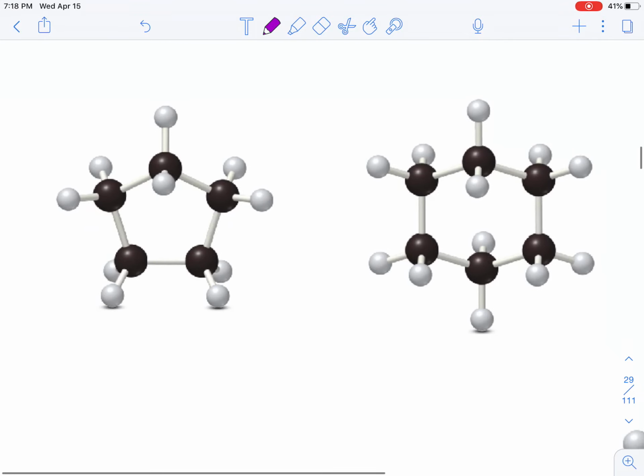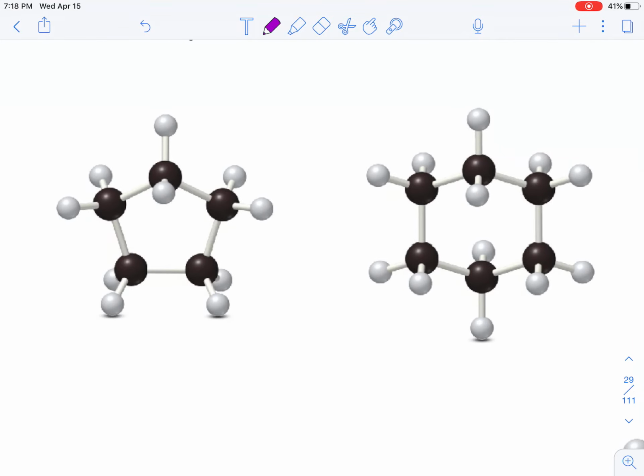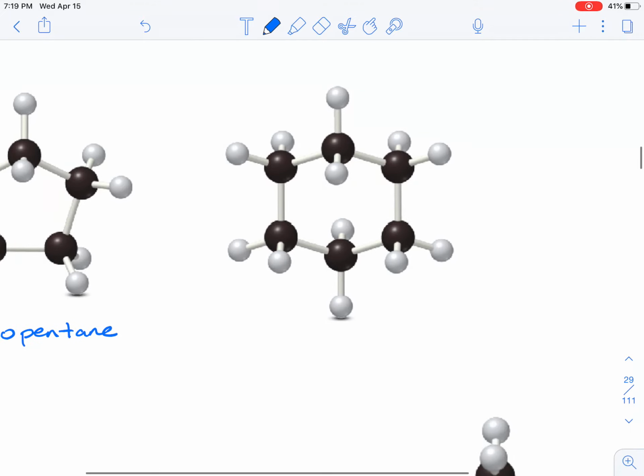So here, when you guys are given this format, you are just going to count the number of black spheres, because remember the black spheres represent the carbon in your ball and stick model. And so if you look at the black spheres, there's 5, and it's a cyclic ring. So this is cyclopentane. If you guys are looking at the next example, how many black spheres do you see? There's 6, and they're all in a ring. So this is going to be cyclohexane.